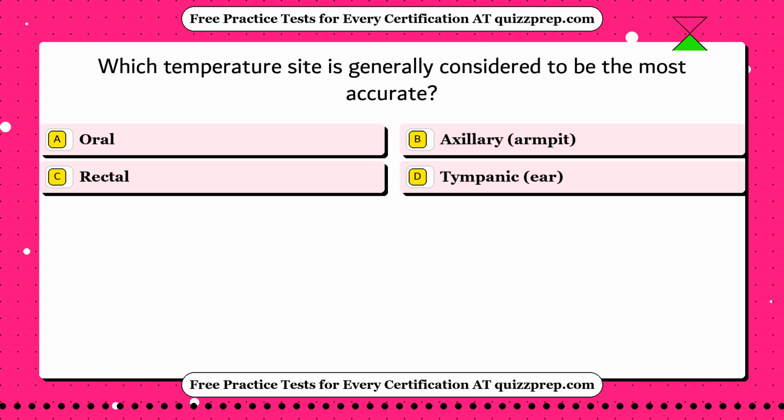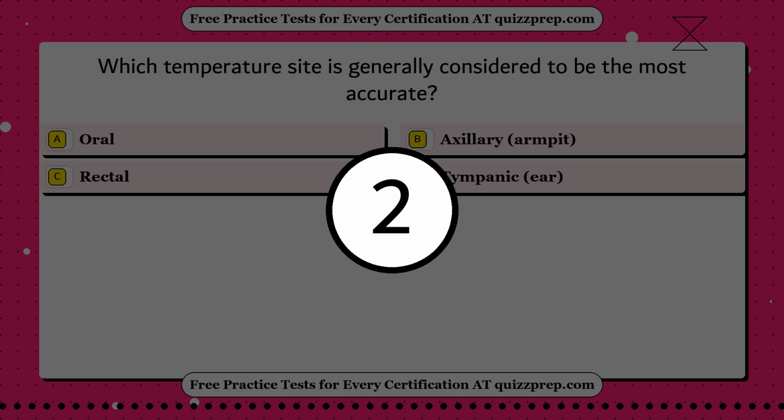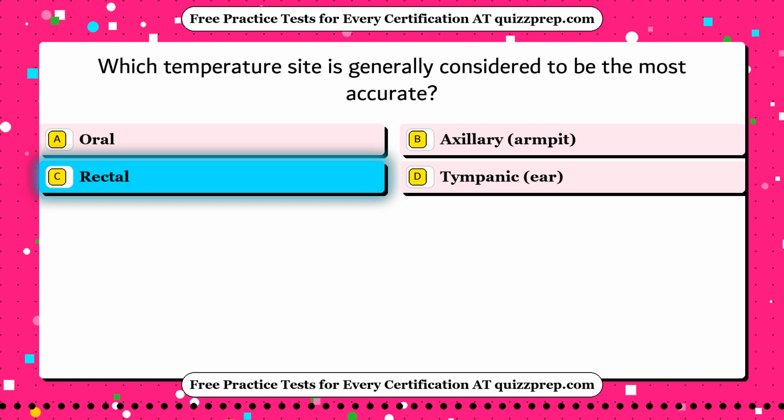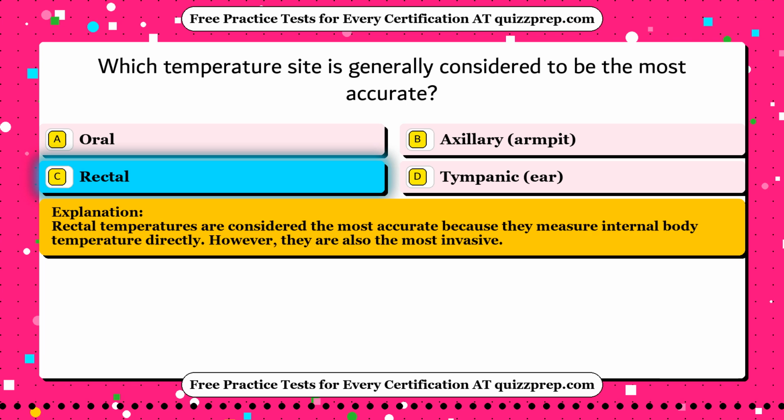Question 4. Which temperature site is generally considered to be the most accurate? Option A, oral. Option B, axillary, armpit. Option C, rectal. Option D, tympanic, ear. The correct answer is option C, rectal. Rectal temperatures are considered the most accurate because they measure internal body temperature directly. However, they are also the most invasive.